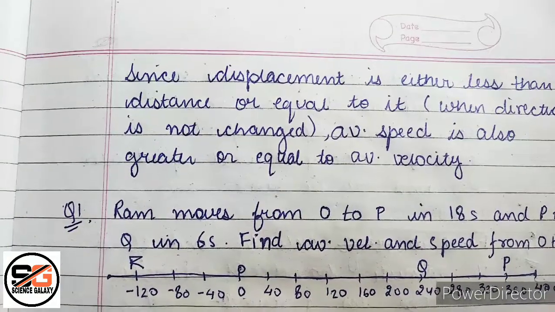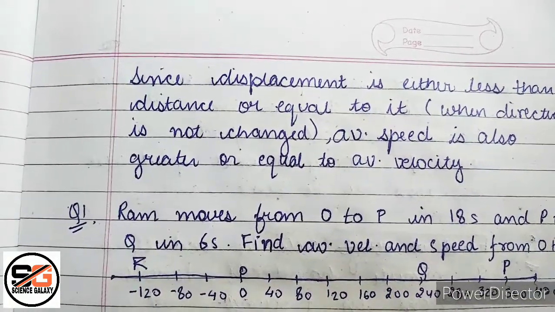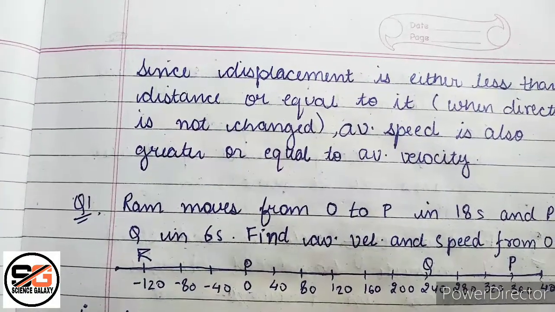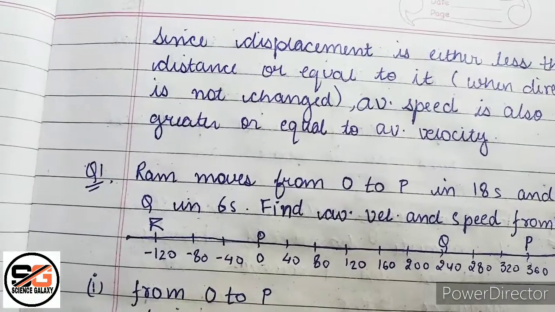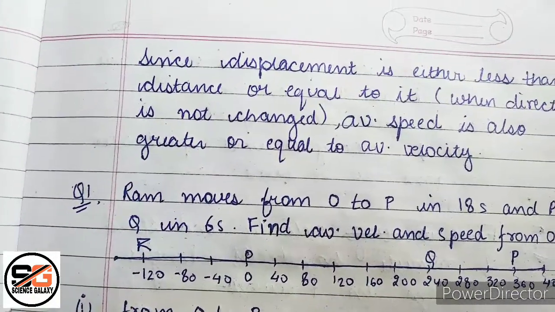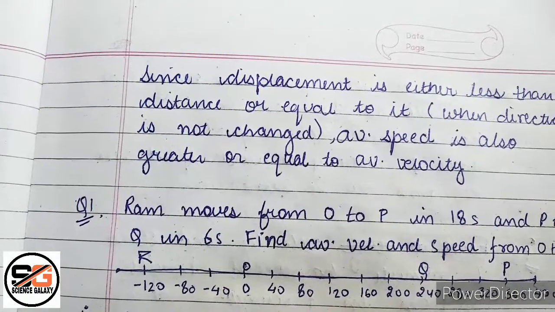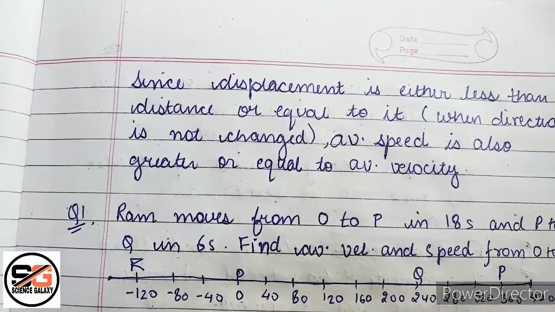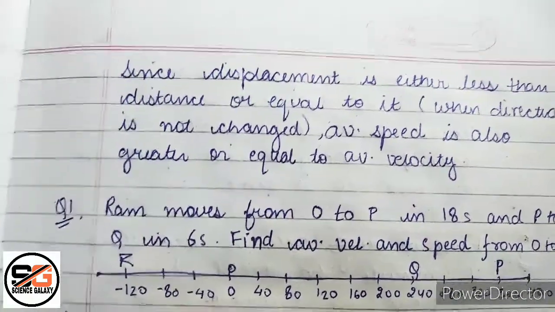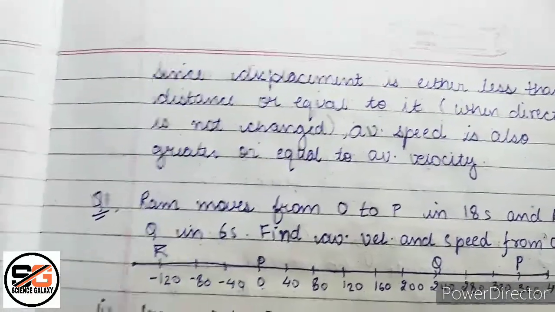Similarly, our speed is always greater than our velocity, or we can say that velocity is always less than speed. The exception is when we do not change the direction. If we do not change the direction, then speed is equal to velocity.